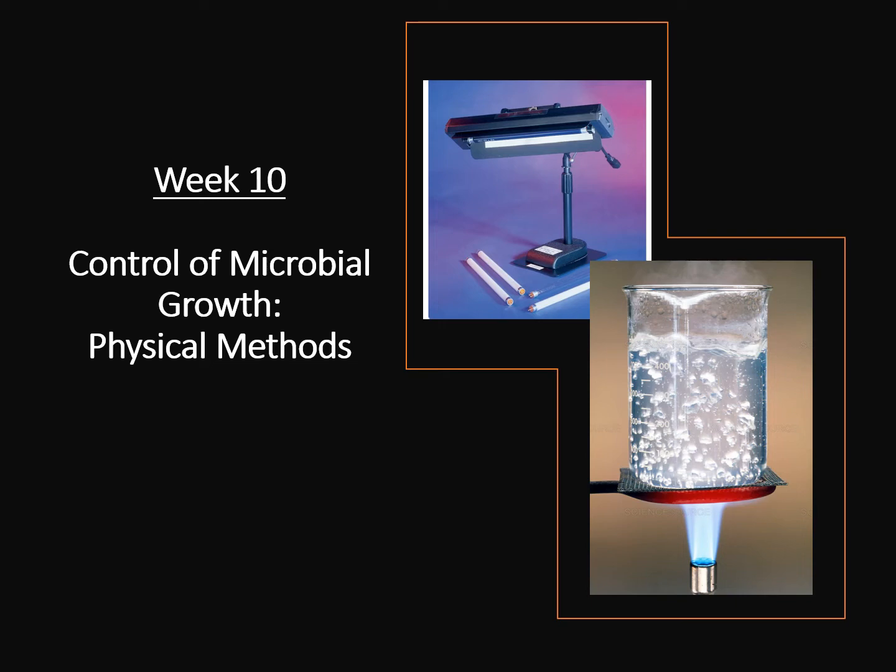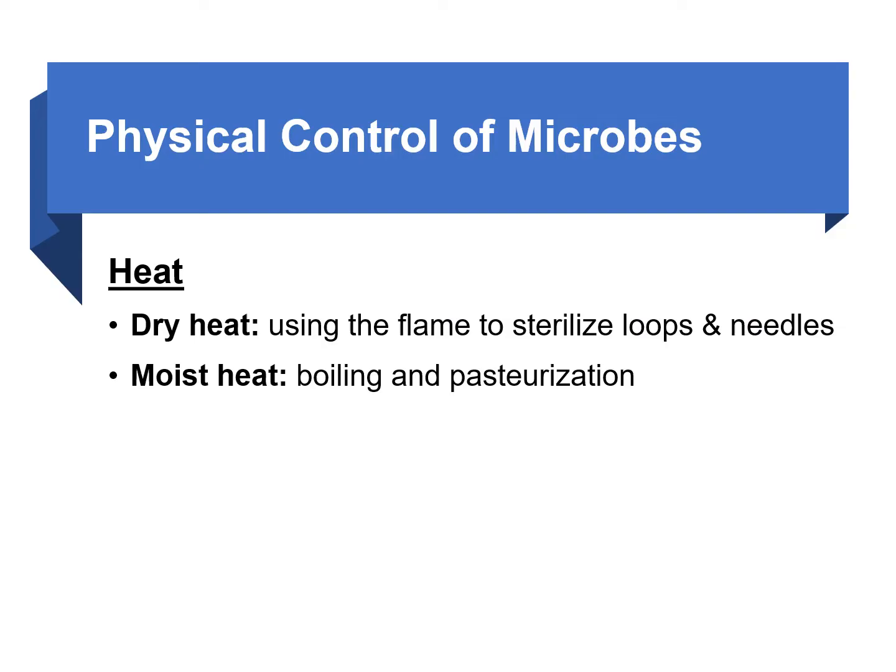Hello everyone. This week we're going to talk about control of microbe growth and we're going to discuss specifically some physical types of methods. We're going to talk about boiling, pasteurization. We're also going to be talking about different radiations such as UV rays, gamma rays, and we're going to discuss how these physical methods can affect the microbial growth.